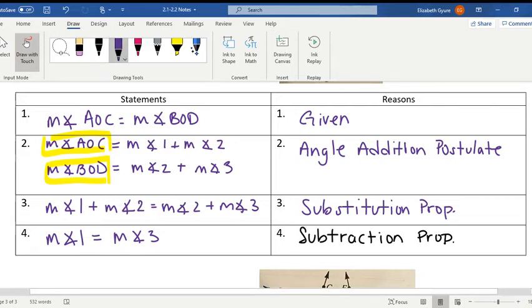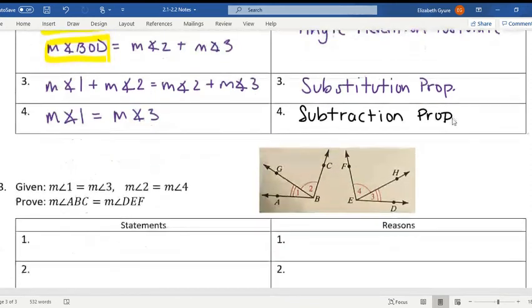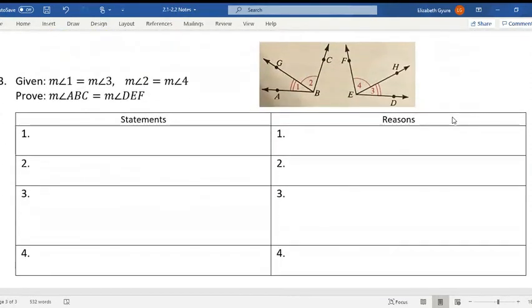So then the next ones are similar to the ones we've already done, just kind of flipped around a little bit. Number 3 says the measure of angle 1 equals the measure of angle 3, and the measure of angle 2 equals the measure of angle 4. We want to prove that the measure of angle ABC equals the measure of angle DEF. So it's kind of like the one we just did, but flipped around. This time we're given smaller congruent parts, and we want to use those to show the entire angles are congruent.